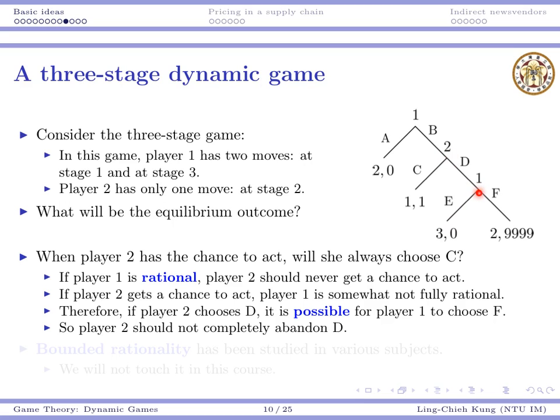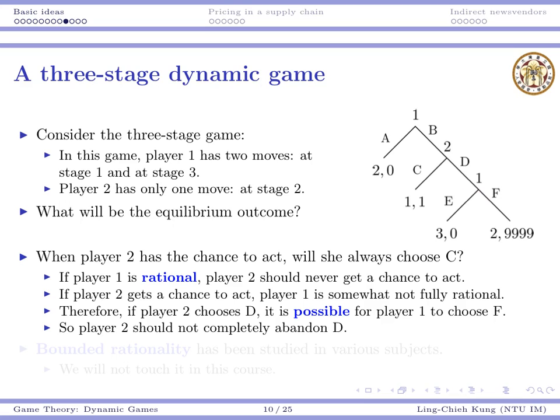So if I choose D, player 1 probably has some possibilities to choose F, and then as player 2 I will become very rich. So that means player 2 should not completely abandon the choice D if he can get a chance to move. Okay, so let me summarize.